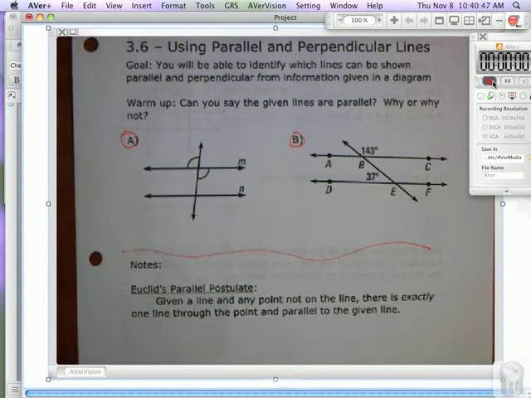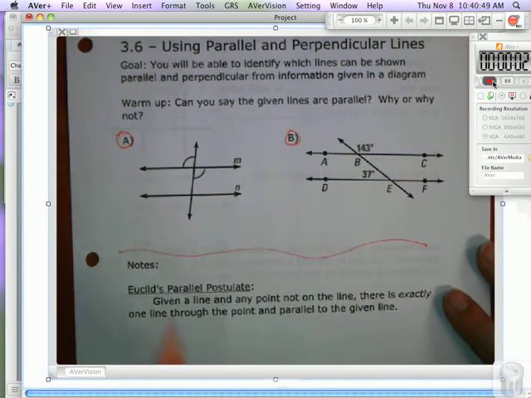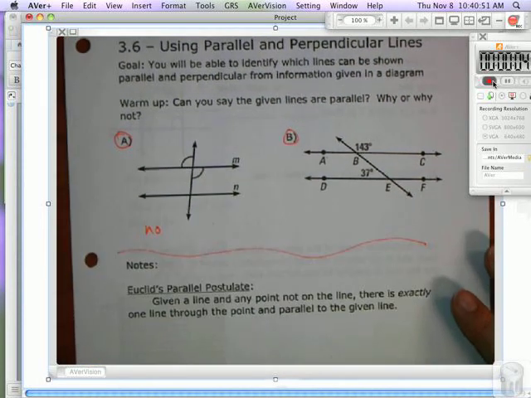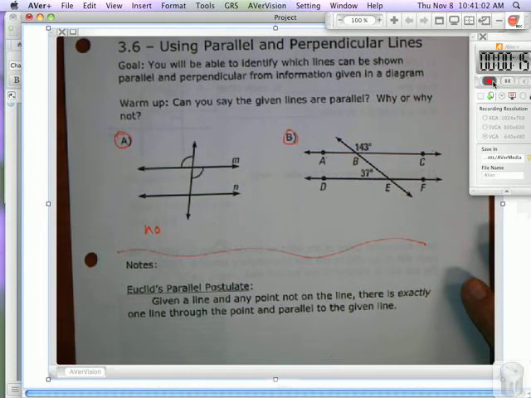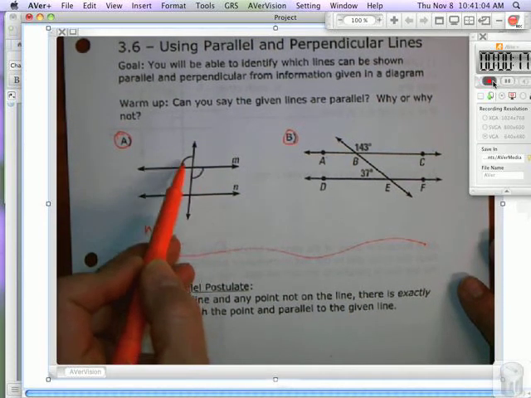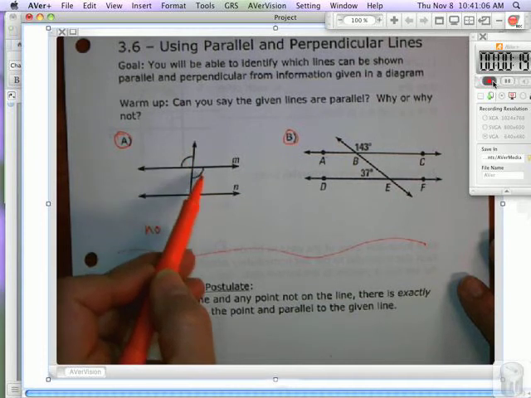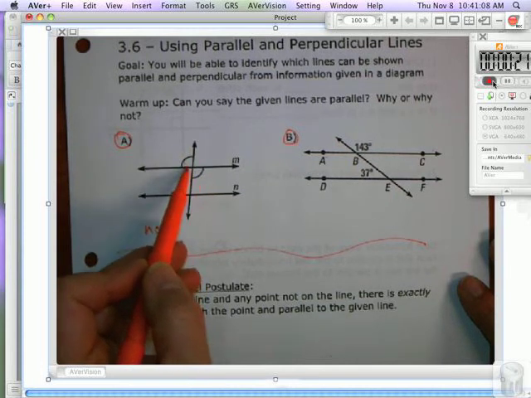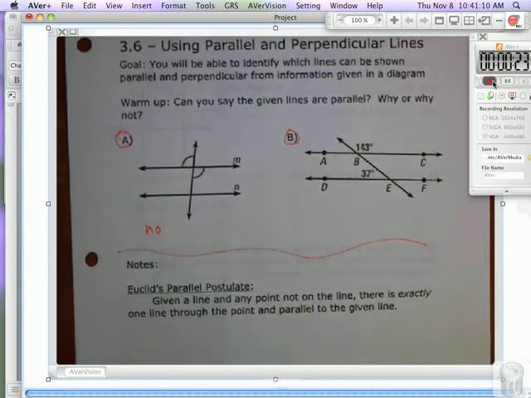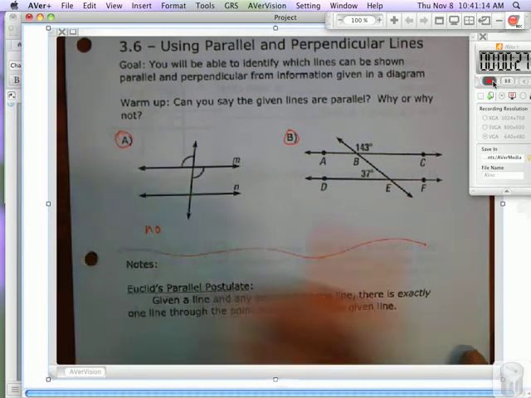Think about A. No. Why? Well, because they're not parallel. Okay. They're not parallel. Yes, because all they gave us was what? What are these angles called? It's not one of the special angles. You're right. It's not. All they gave me were these vertical angles, and that doesn't help me.